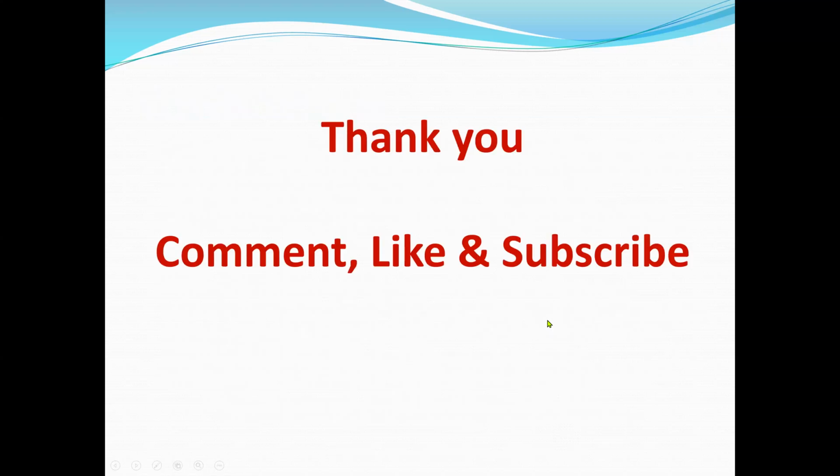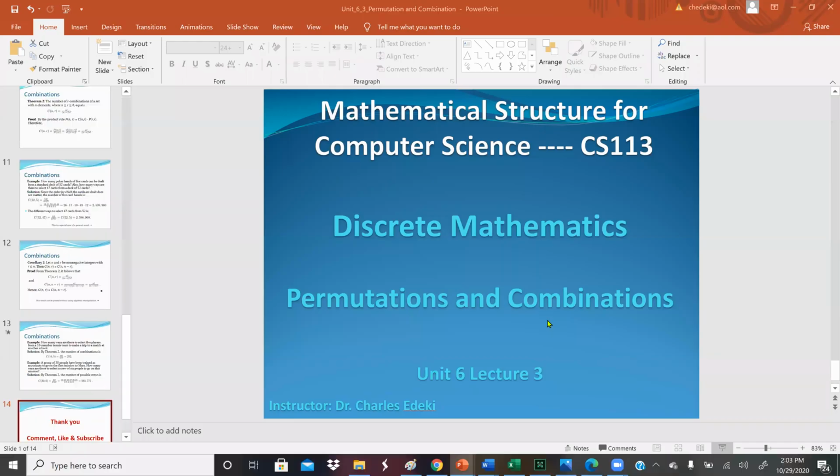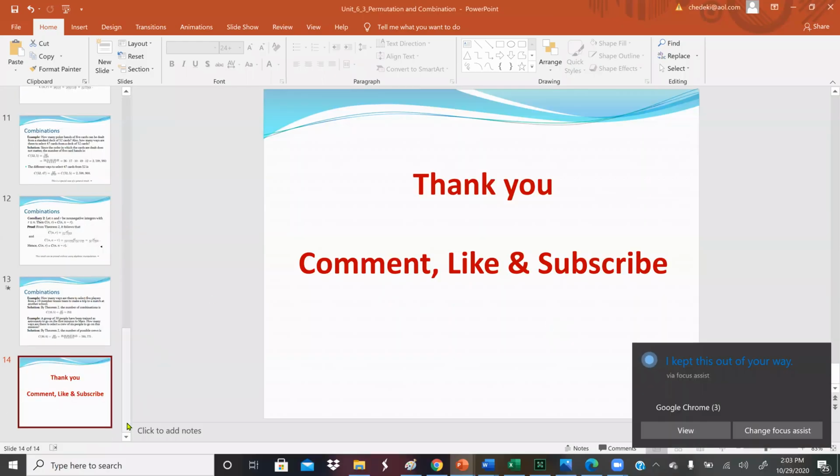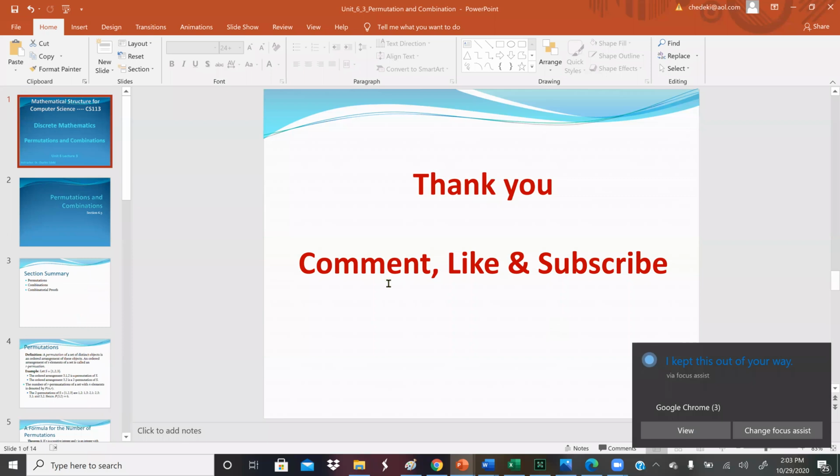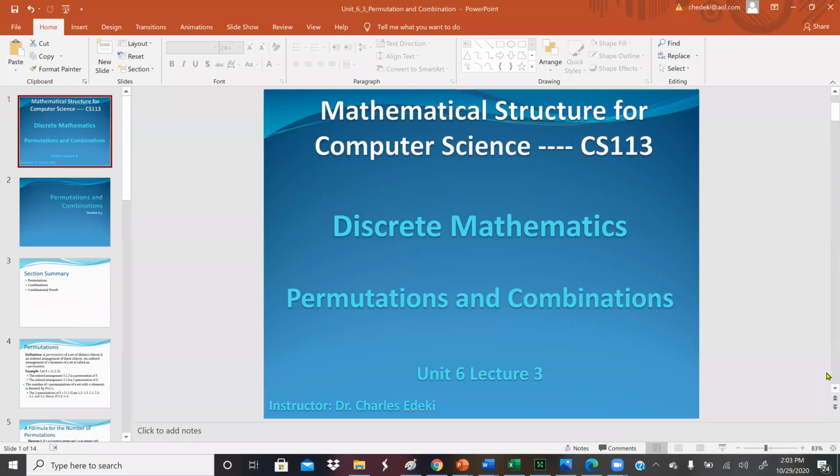So again, this is the conclusion of our lectures on permutation and also combination. We saw the difference between the two. Again, in permutation, the order is important. In combination, the order is not important. That's the key difference between the two. We also went through the formula of how to find the number of permutations and also the number of combinations.